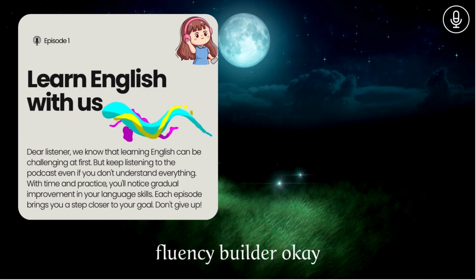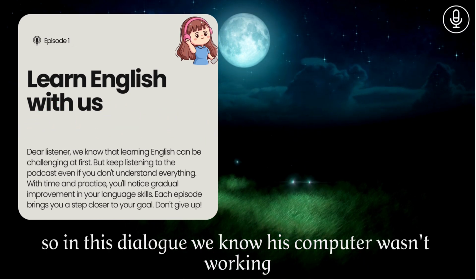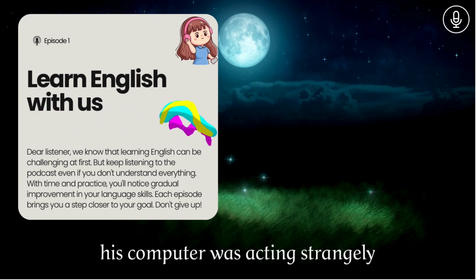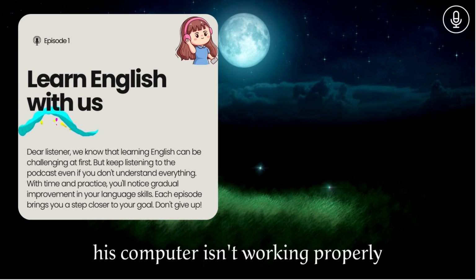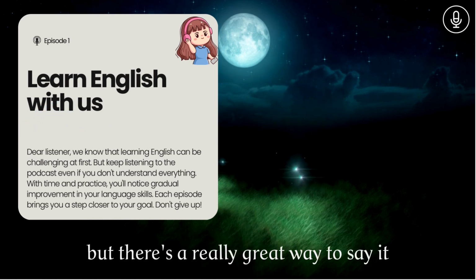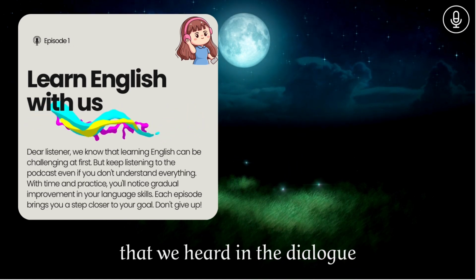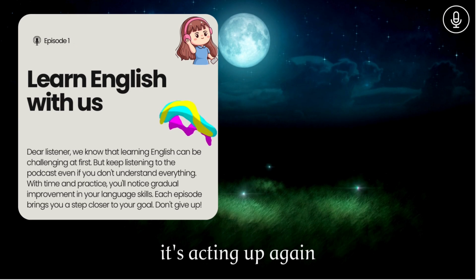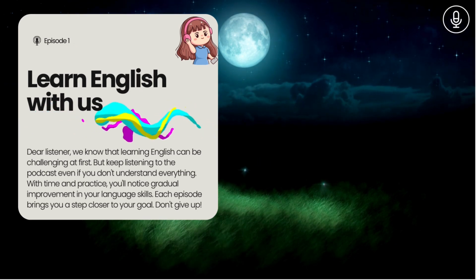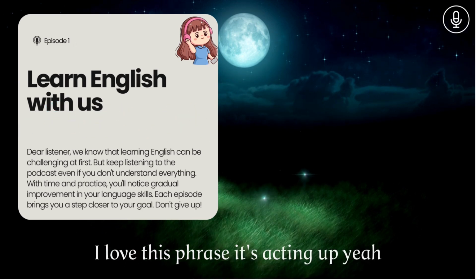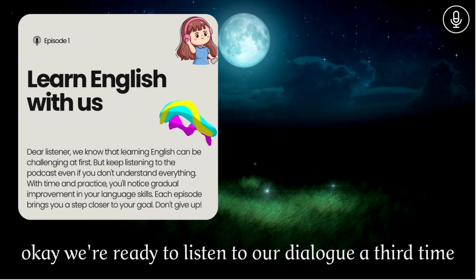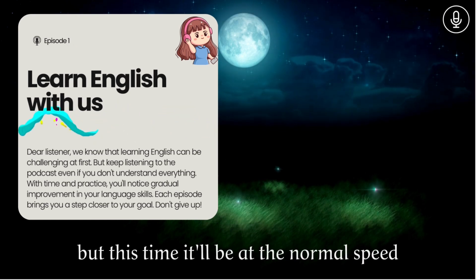Okay, so in this dialogue, we know his computer wasn't working. Right, so many students would probably say his computer was acting strangely. His computer isn't working properly. Exactly, and that's perfect and that's fine. Yeah, but there's a really great way to say it that we heard in the dialogue. It's acting up again. I love this phrase, it's acting up. Yeah, it sounds really natural.